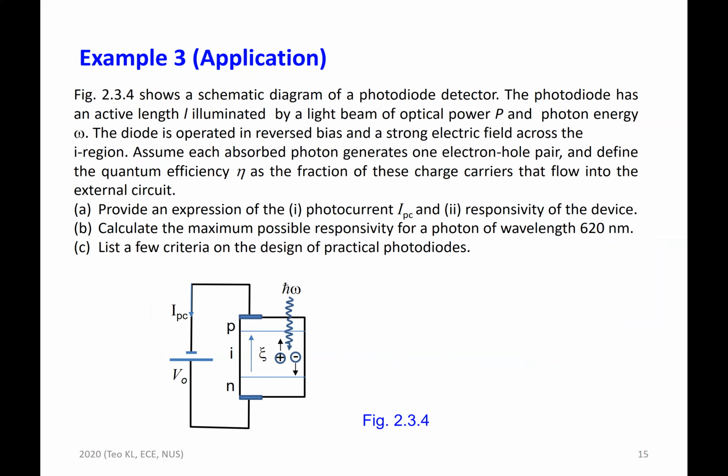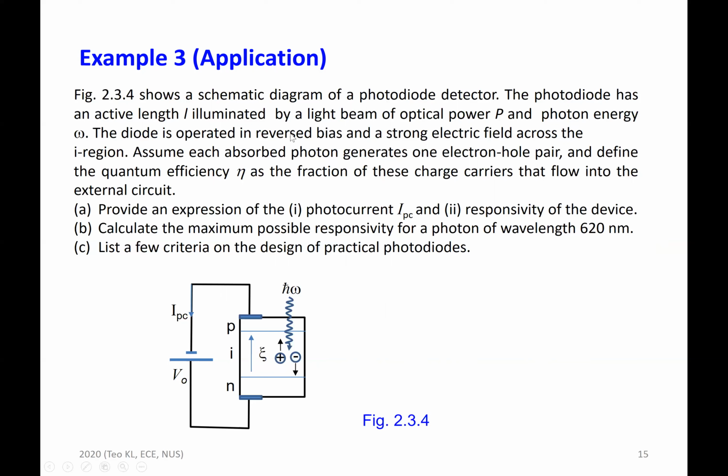Another example. This is a schematic diagram of a photodiode detector, a PIN junction. This is the P-type, this is the N-type, and this is an intrinsic layer. The photodiode has an active length illuminated by a light beam of optical power P and photon energy h bar omega. There's a missing h bar here; it should be h bar omega, the photon energy.